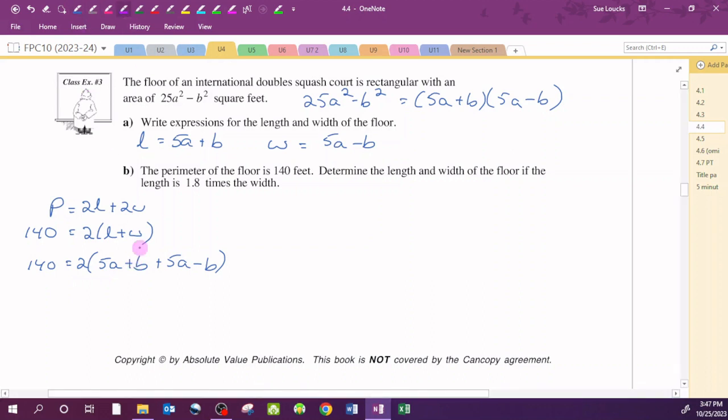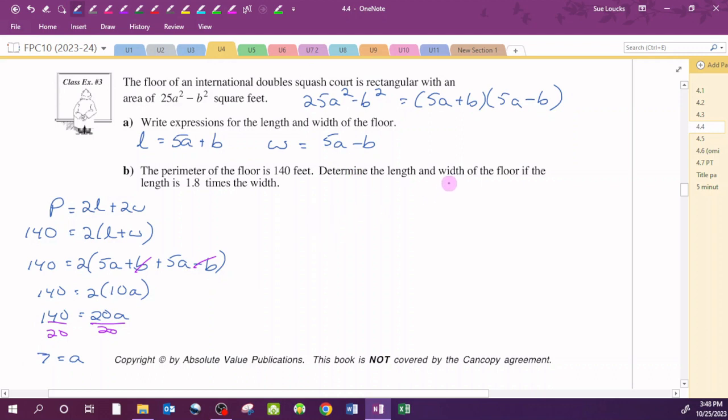So my b's are actually going to cancel each other out. So I get 140 equals 2 times 10a. So 140 equals 20a. And I divide that by 20, and I divide that by 20, and I get 7 equals a. So my a is 7.